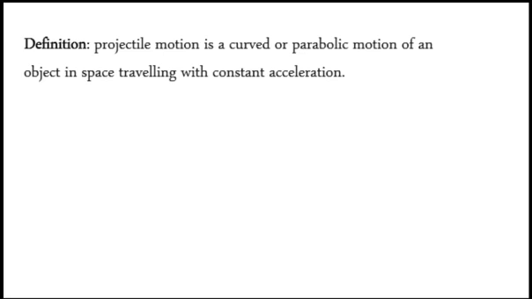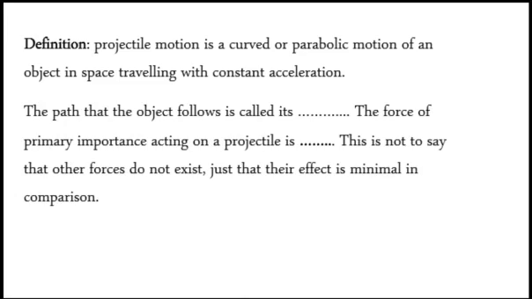What is projectile? Projectile is the object that undergoes projectile motion. But projectile motion is a curved or parabolic motion of an object in space traveling with constant acceleration. The path through which a projectile follows is known as trajectory. And the force that causes projectile motion is known as gravity. Gravity is the chief force acting on a body undergoing projectile motion. There are other forces acting on the body, but the main one is gravity.